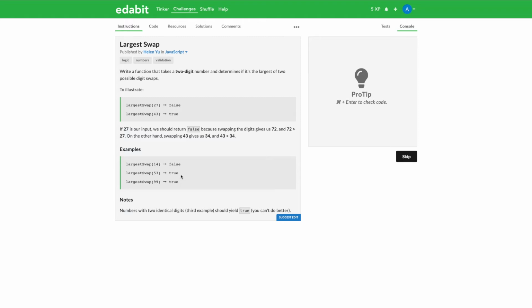And so just quickly taking a look at these ones again, 14 is false because it is not the largest. It can turn to 41. Same with 53, that is the largest because if you swap it, it's 35 and that's no longer greater. So let's go ahead and, okay, let's see. Numbers with two identical digits should yield true. Okay, so that was one of the edge cases.